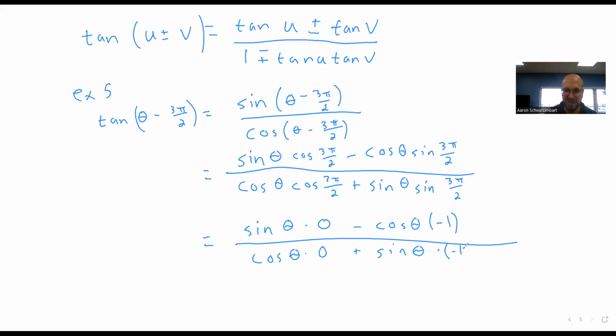Sine 3 pi over 2 again is -1. The first part of this fraction is all 0. I got two negatives here, times cosine makes a positive cosine theta, a negative sine theta. Cosine over sine, I got one negative. Cosine over sine is cotangent theta. Okay. That is my sum and difference identities.